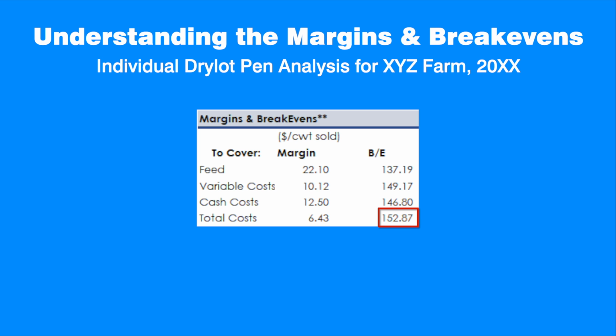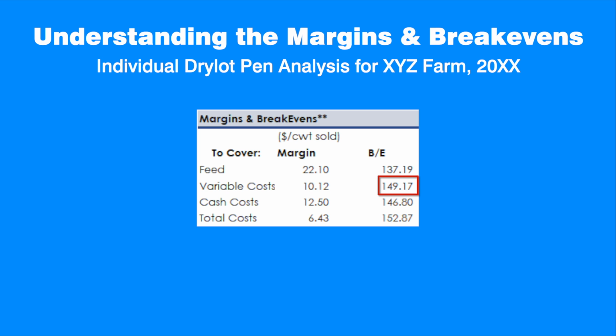In this example, the break-even price to cover the total cost is $152.87 per 100 pounds sold, meaning that to cover the total pen cost, the feeder price has to be equal to at least $152.87 per 100 pounds sold.